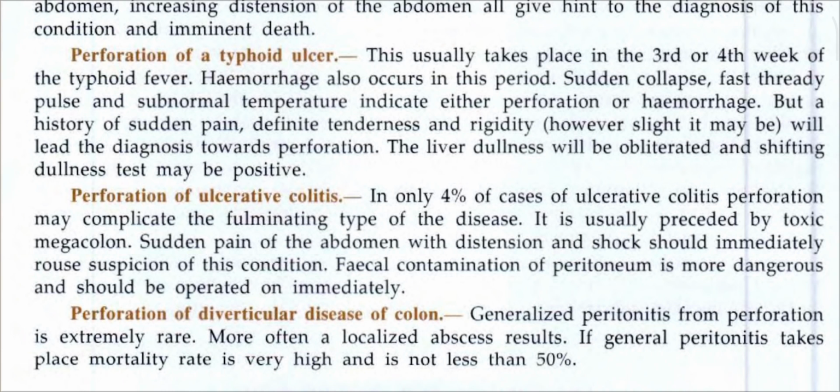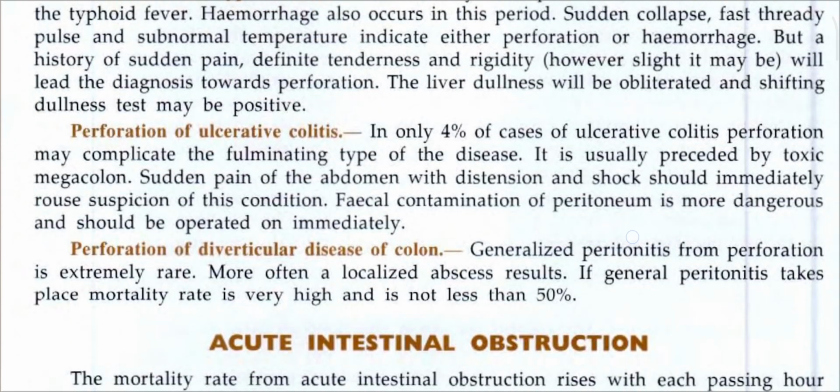This usually takes place in the 3rd or 4th week of typhoid fever. Hemorrhage also occurs in this period. Sudden collapse, fast steady pulse, and abnormal temperature indicate either perforation or hemorrhage, but a history of sudden pain, tenderness and rigidity, however slight it may be, will lead the diagnosis towards perforation. The liver dullness will be obliterated and the shifting dullness test may be positive.